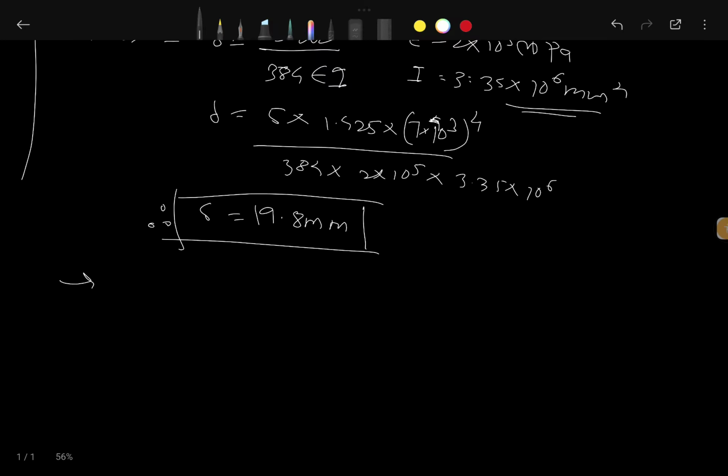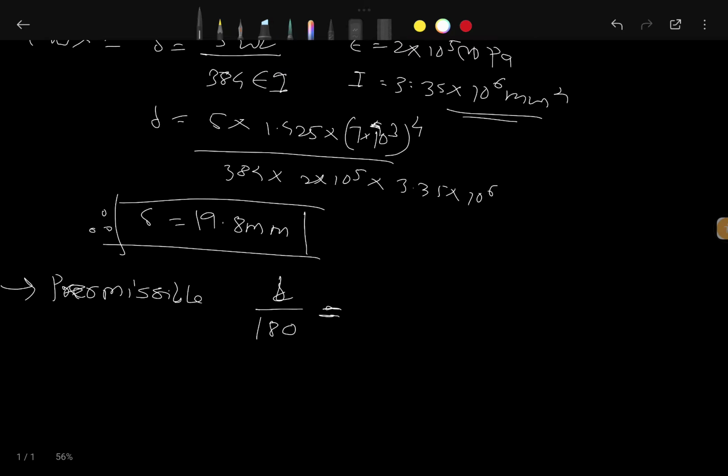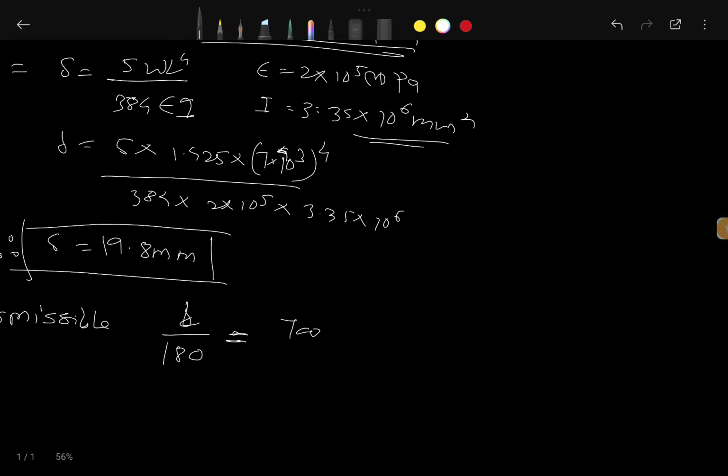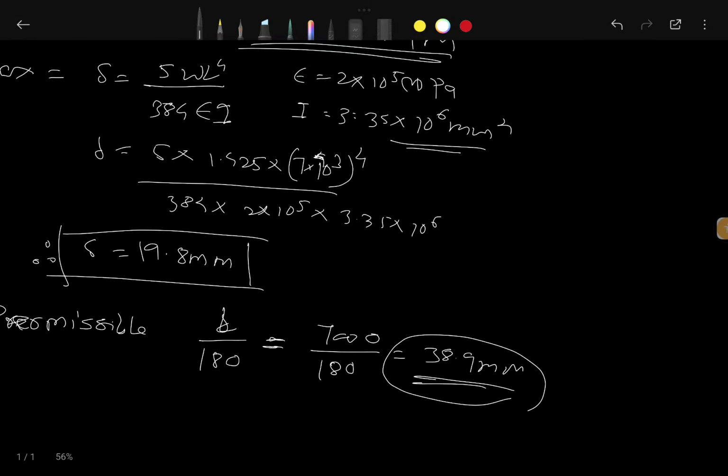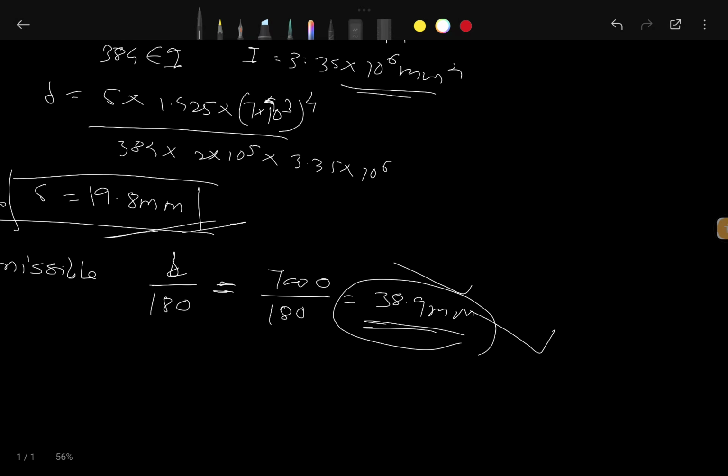Or if we see the permissible deflection in purlin according to IS 800, it is length divided by 180. Here the length L is equal to 7000 divided by 180. The permissible deflection will come 38.9 mm. Okay, this is okay. This is 38.9 permissible, but the deflection comes 19.8. So it's permissible.